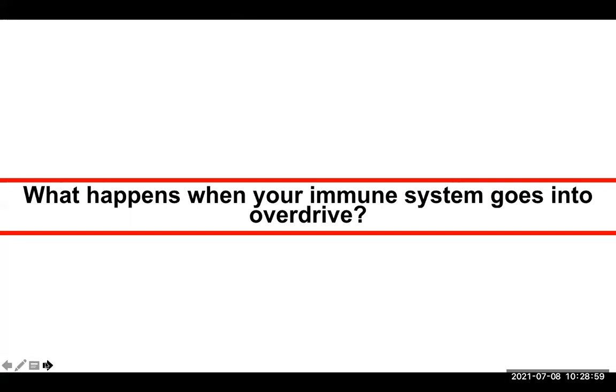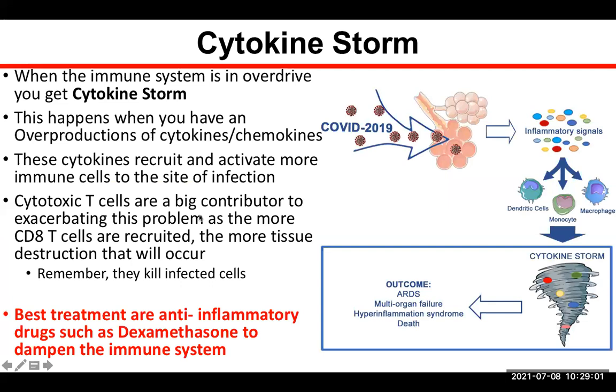All right. So when the immune system goes into overdrive, when it's trying to clear an infection, there's this thing called cytokine storm. This happens when there's an overproduction of cytokines and chemokines. As we'll remember from yesterday, these terms have specific functions. The chemokines recruit immune cells to the site of infection, and the cytokines facilitate entry of some of those immune cells, as well as killing of infected cells.